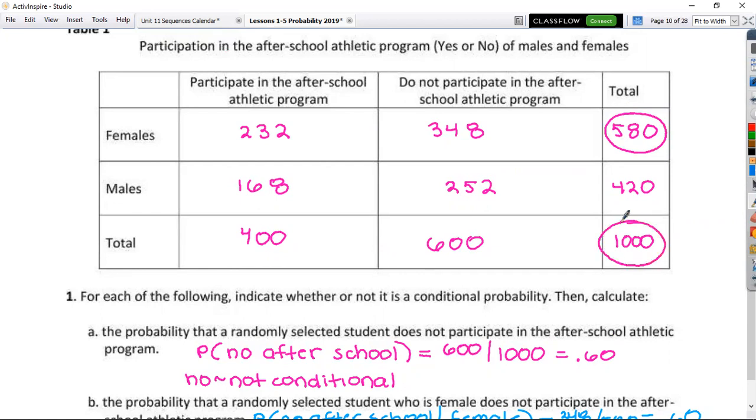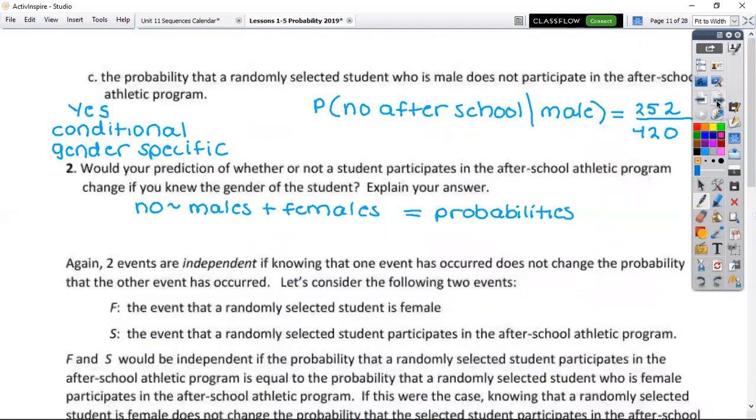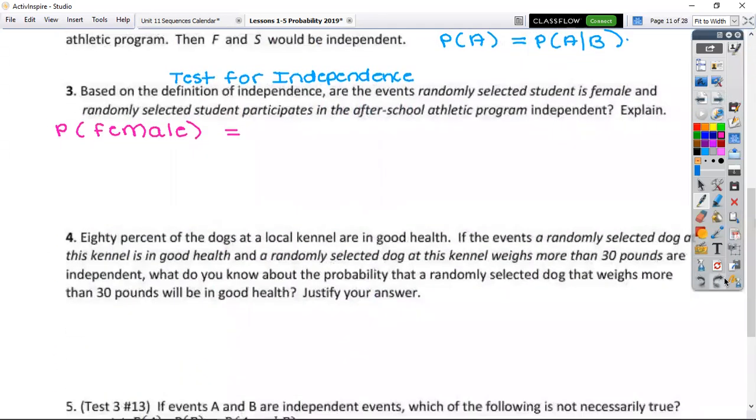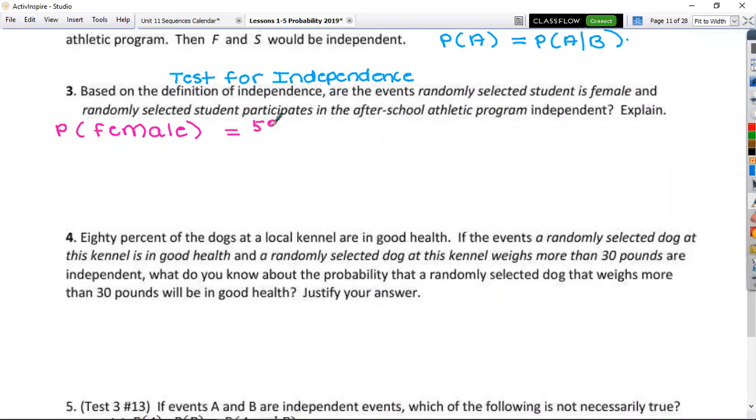Can you guys please circle those? Especially for this part, because it makes it really, really helpful. So now I'm going to scroll down again. Sorry for the scrolling. And I'm going to go 580 over 1,000, and this is equal to 0.58.